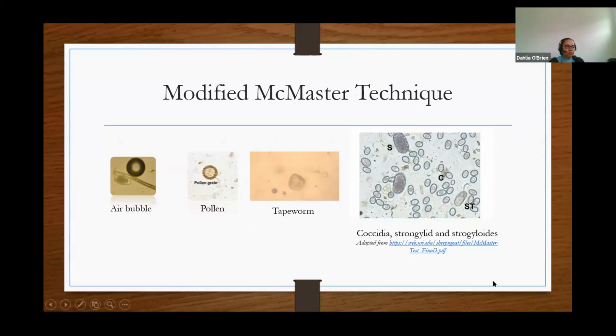And sometimes you'll see pollen in there, you'll see other plant material in there. That sometimes might confuse you, and you might be wondering, should I count these or not? And you remember, you don't want to count anything but those strongyle eggs.